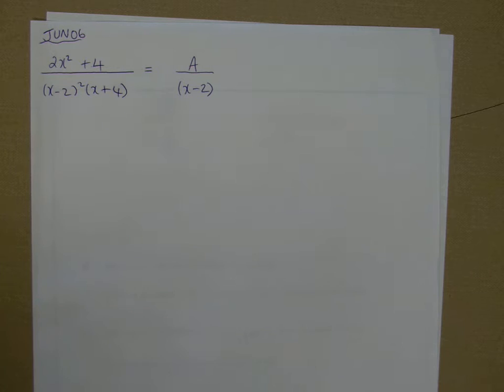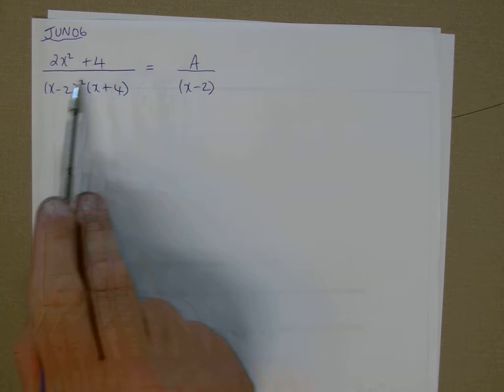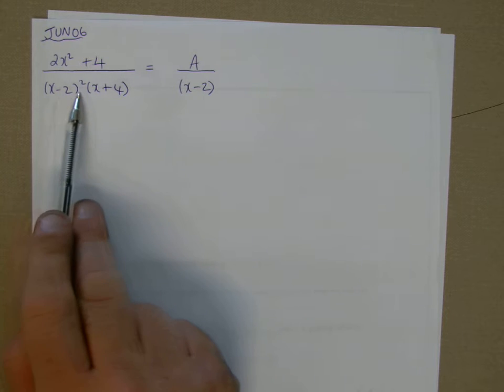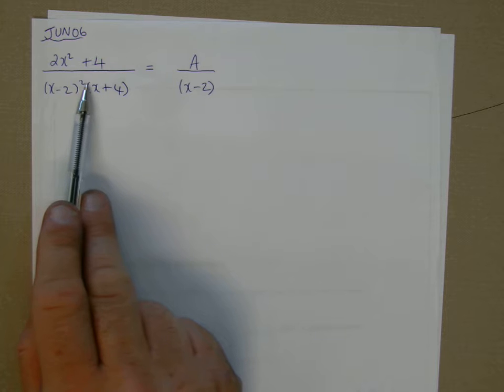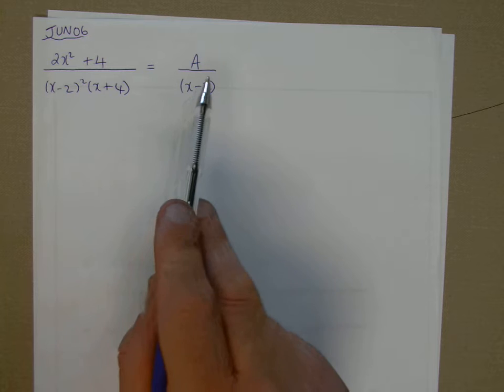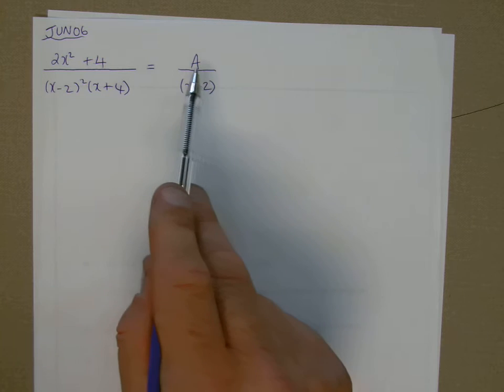So June 2006, we've got here partial fractions. That's what we've been asked to express this as. What you need to notice on the bottom here is that we've got what we call a repeated factor. The power 2 obviously means squared, and we call it a repeated factor. So we need to be careful how we set this out in partial fractions.